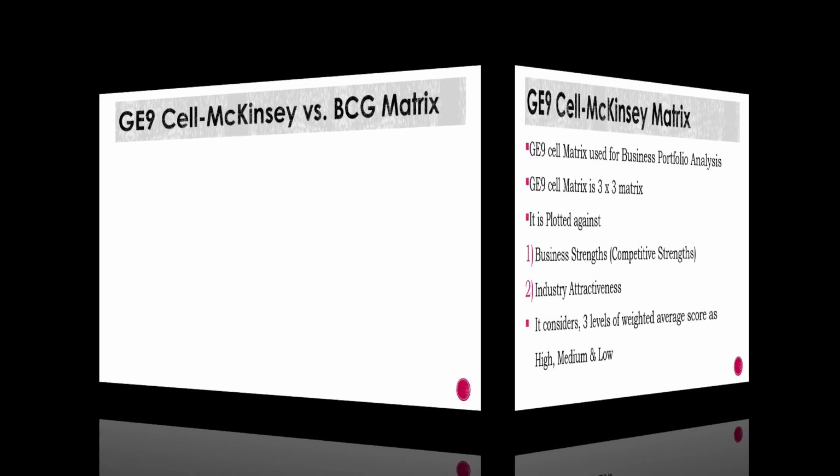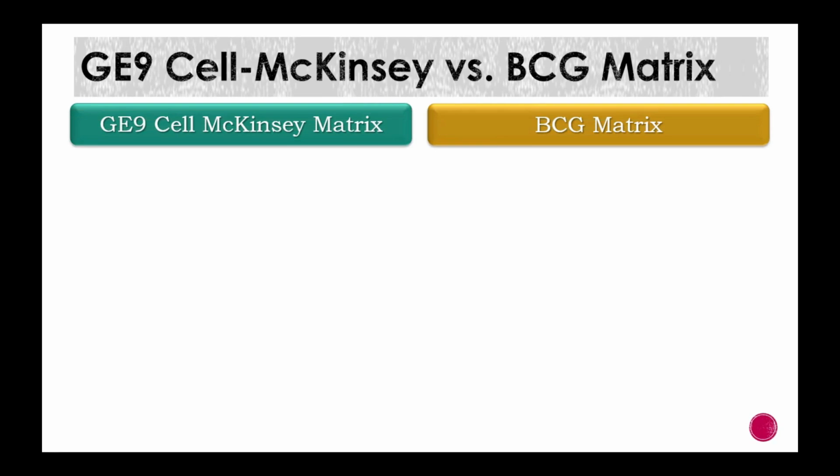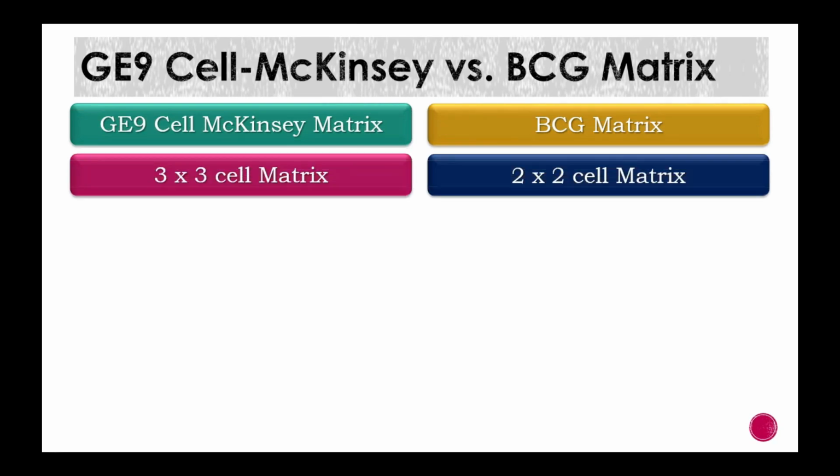Let us understand how GE9 Cell Matrix is different from the BCG Matrix. The first and the basic difference is in its complexity and structure. BCG Matrix is a simple 2x2 cell matrix with 4 quadrants which are named stars, cash cows, question marks, and dog quadrant. Whereas GE9 Cell Matrix is a more complex 3x3, that is 9 cell matrix, allowing for a finer level of detail with 3 strategic zones: grow, hold, and harvest.